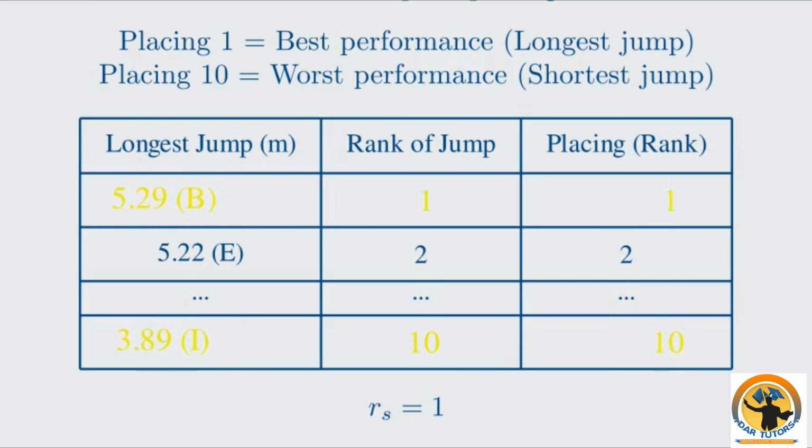The longest jump, 5.29 m, has a rank of 1. Its corresponding placing is also 1. The shortest jump, 3.89 m, has a rank of 10. Its placing is also 10. In this scenario, the ranks are perfectly matched, leading to an RS of plus 1. This demonstrates a perfect positive correlation.